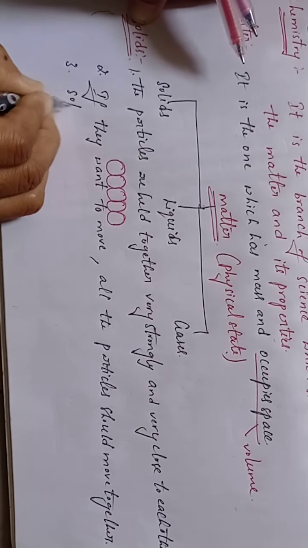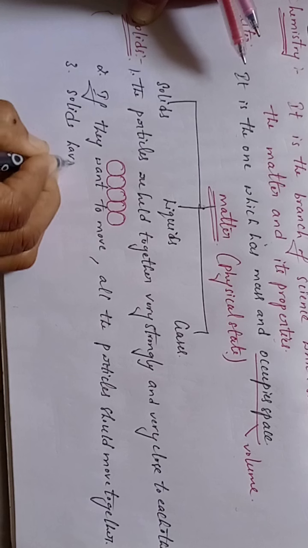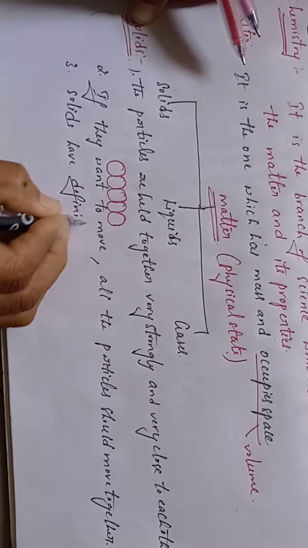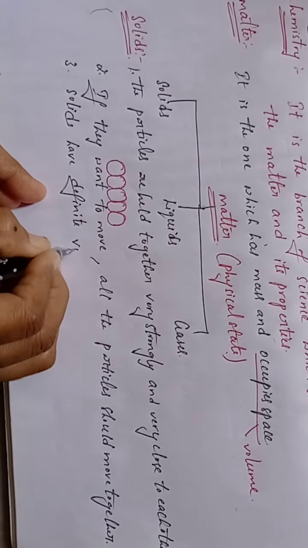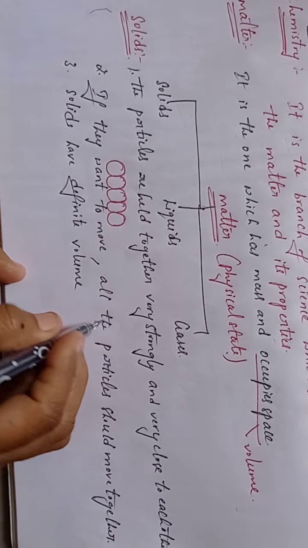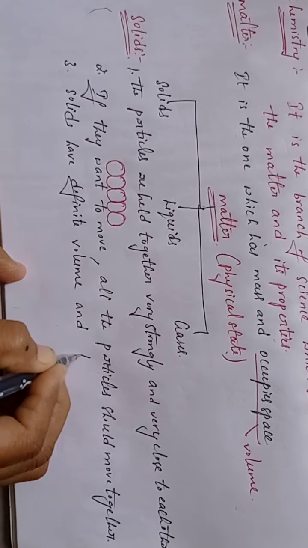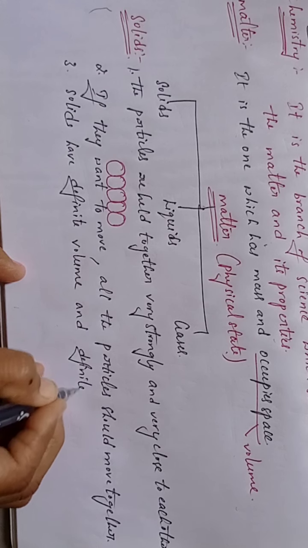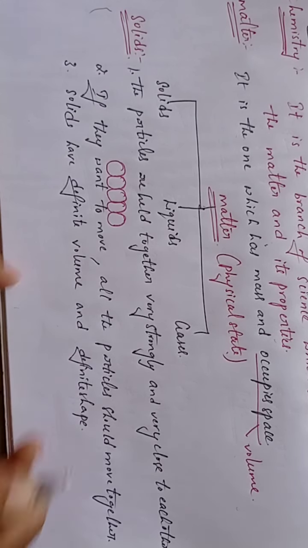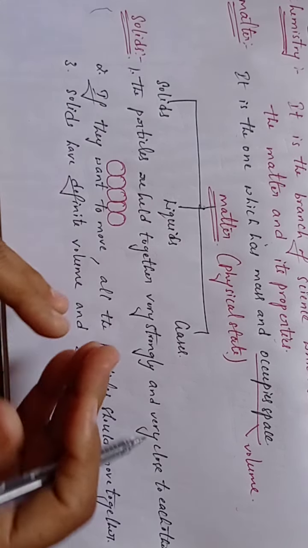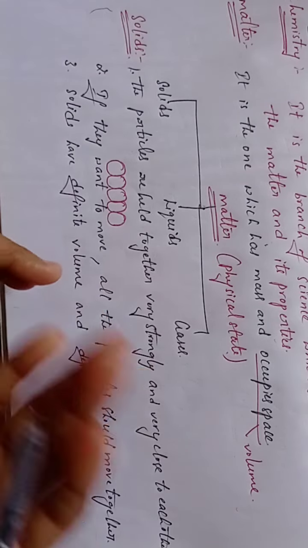Solids have definite volume and they have definite shape. Clear this, students? Definite shape. So this is about the solids. Just some points I am discussing, students.